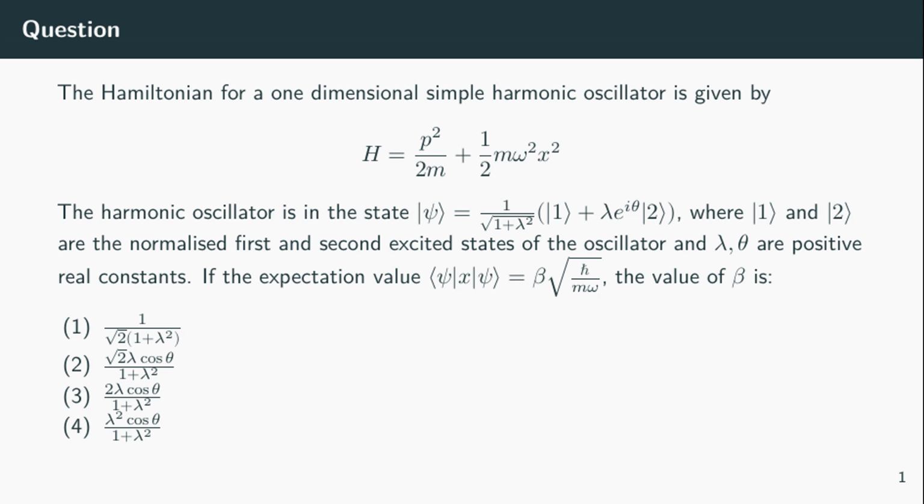positive real constants. The question asks us to find the value of beta given that the expectation value of the position operator x in this state, denoted by bra psi x ket psi, is equal to beta times the square root of h bar over m omega. We have a few options to choose from for the value of beta.